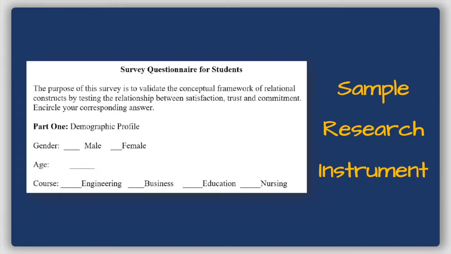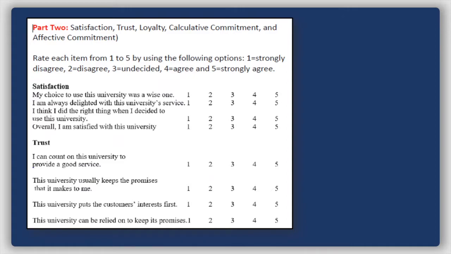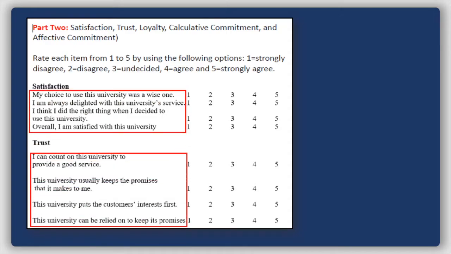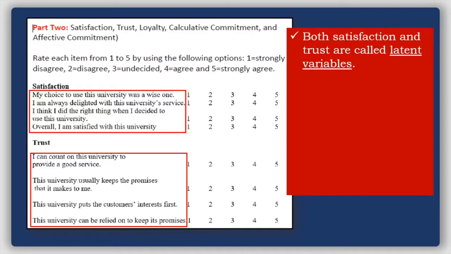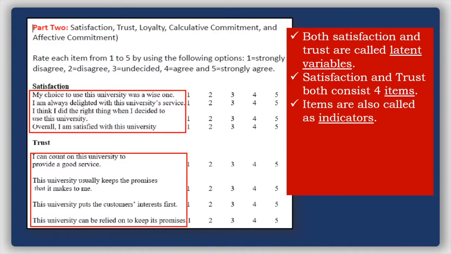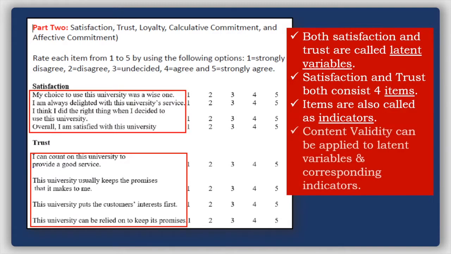Here's a sample of a research instrument. On the second part of this survey questionnaire, the participants were asked about satisfaction, trust, loyalty, calculative commitment, and affective commitment. Both satisfaction and trust are called latent variables. Satisfaction and trust both consist of items. Items are also called indicators. Content validity can be applied to latent variables and corresponding indicators.